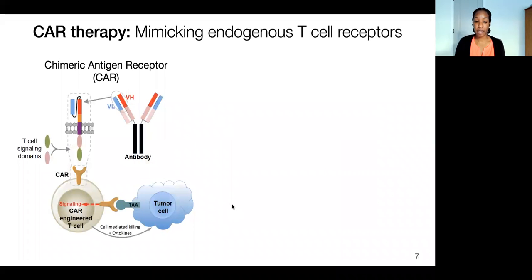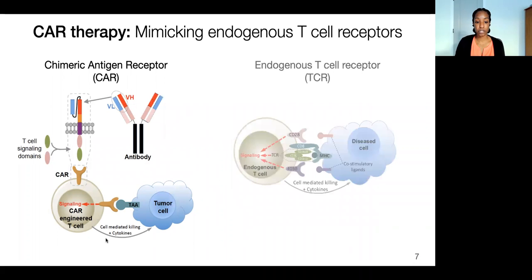So CARs, chimeric antigen receptors, are engineered receptors that can be presented on the surface of immune cells, including T cells and also natural killer cells. They bind to and recognize a tumor-associated antigen that's presented on the surface of tumor cells. That mediates the activation of a signaling network that can lead to the secretion of cytotoxic factors and cytokines.